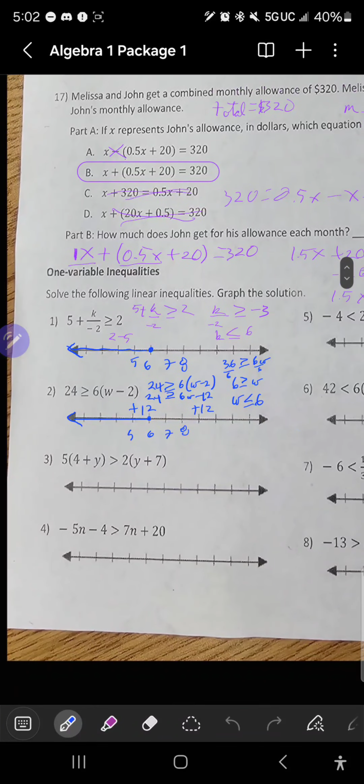So let's get started. Right now we have 5 times the quantity 4 plus y, greater than 2 times the quantity y plus 7. To do this, we basically need to do what we have been doing from the very beginning: isolating the variable on one side and putting the integers, or numbers, on the other side. You see that there are parentheses that we need to distribute, so we are going to do that.